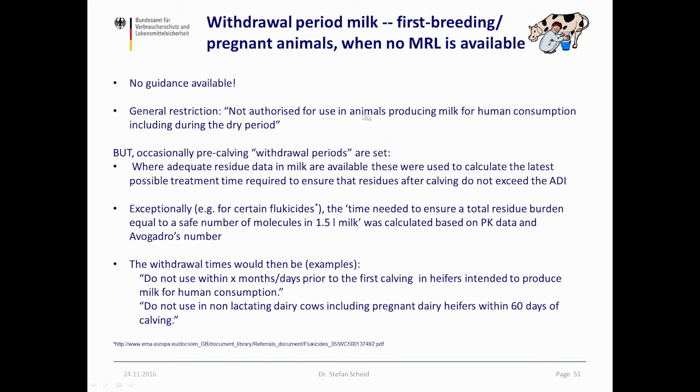Because when you say not authorized for use in animals producing milk for human consumption, including the dry period, this means that you can never use them in heifers. So not for use in dairy cattle. So this would automatically include heifers, but in a way it's nonsense. So these are difficult decisions.